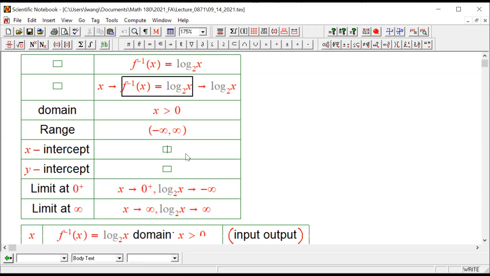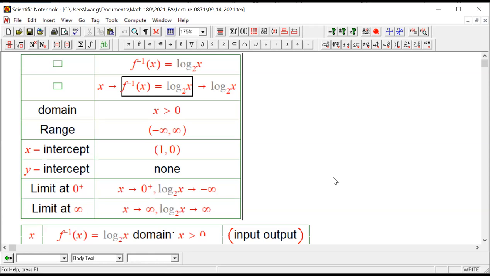So let's get to x-intercept, y-intercept. We touched these yesterday, so I expect answers from you. X-intercept, y-intercept. The x-intercept should be (1, 0), and the y-intercept should be none. That's right. Perfect. Any questions?